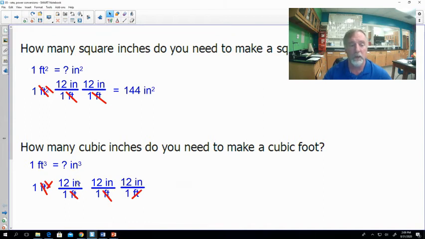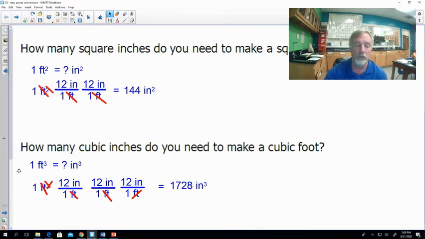Right? What's left? Inch times inch times inch. That's inches cubed. Awesome. That's what we're looking for. So we're going to punch this into your calculator, 12 times 12 times 12, and you're going to come up with 1,728. And again, we get our units inches cubed because we have inches times inches times inches.